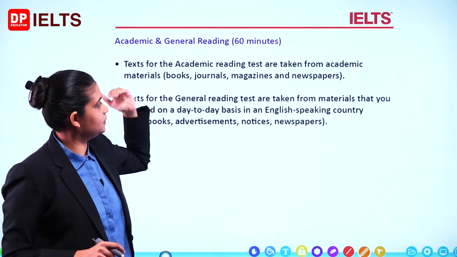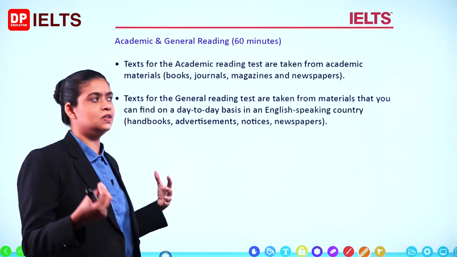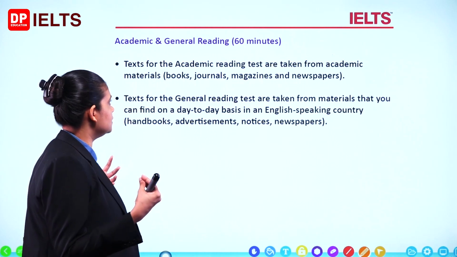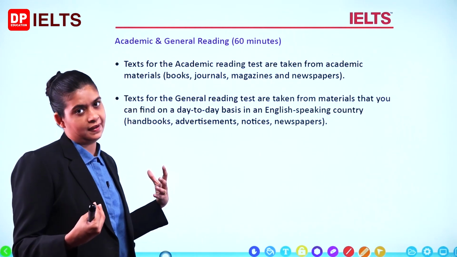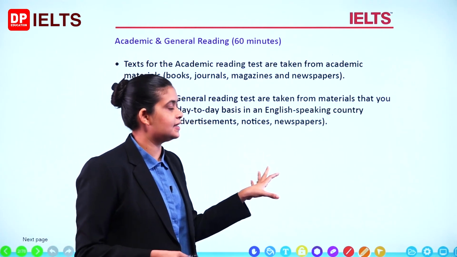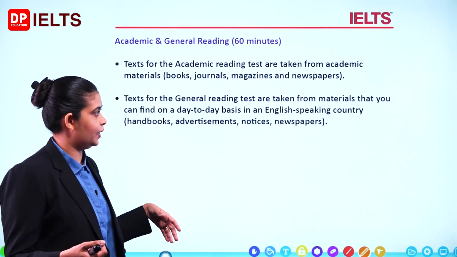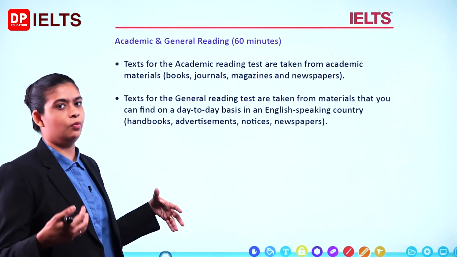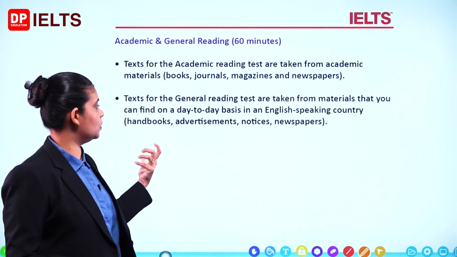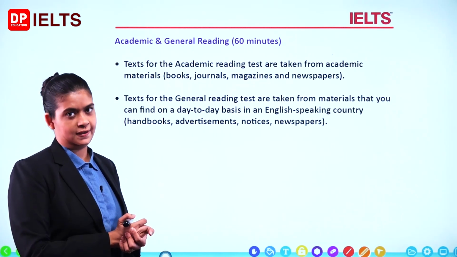The texts for the academic reading tests are taken from academic materials like books, journals, articles, publications, and newspaper articles which are more academically related topics. Whereas, texts for the general reading are taken from materials that you find on a day-to-day basis in any English-speaking country. So, it could be handbooks, advertisements, notices, newspapers, general topics.